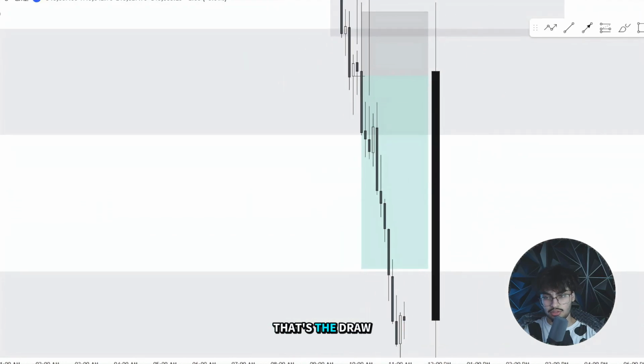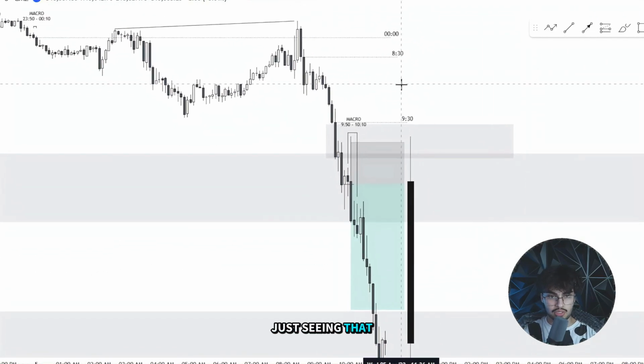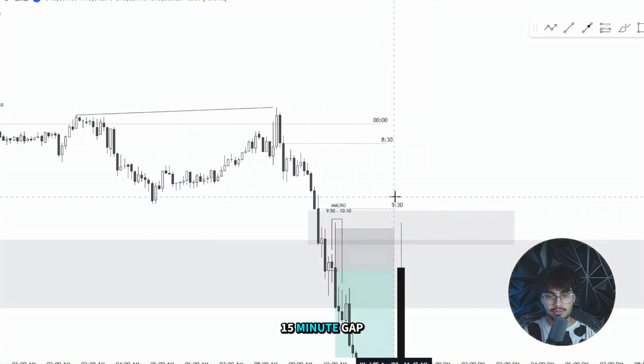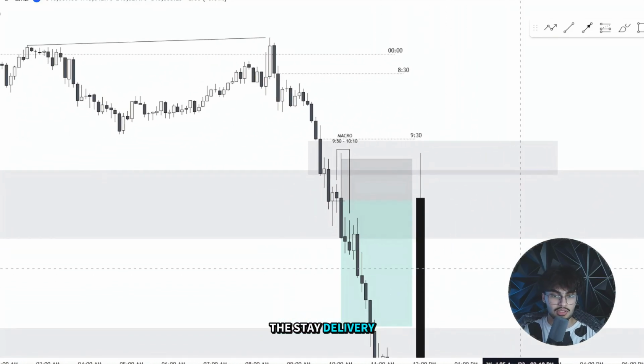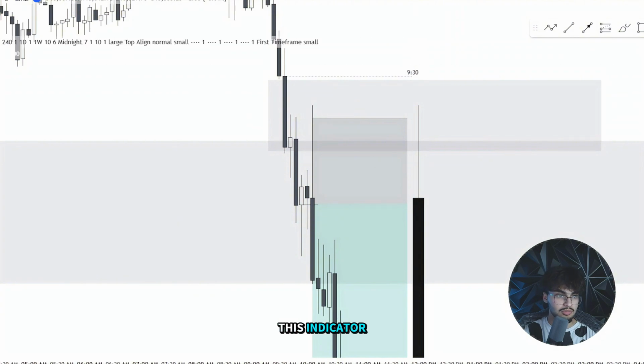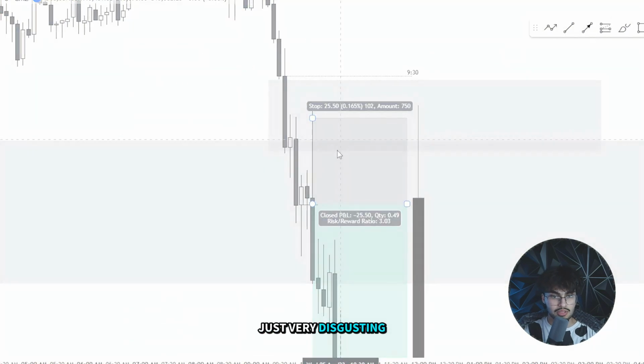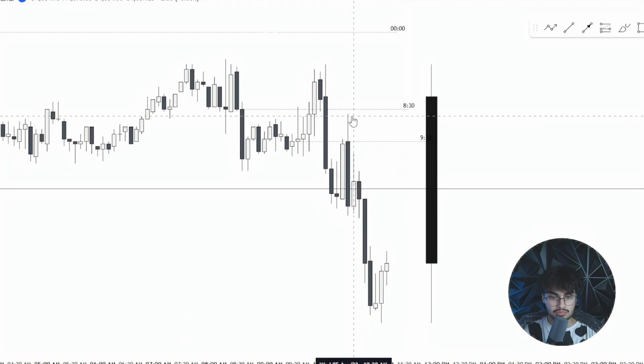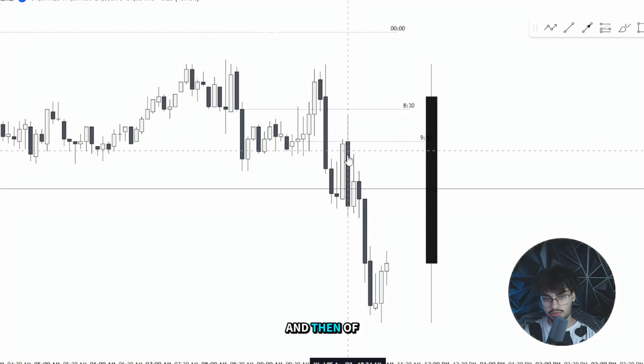And it plays out. So yeah, that's the draw on liquidity right there. You'll see that continuation off the swing point. We tap that 15-minute gap, probably see a 1-minute change in the state of delivery. Let's see if we have any SMT here as well. Let me remove this indicator. Just very disgusting here. So yeah, we create this 10 a.m. 15-minute gap here, and then of course continue lower.